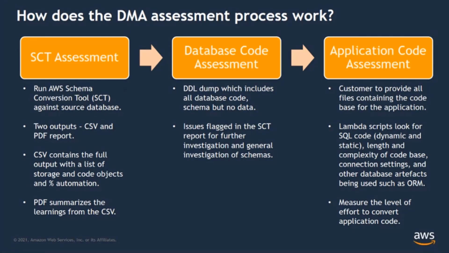Then there are certain issues that are flagged in the SCT report for which we need to go deeper and look at the database code itself. So we do manual review of the database code, and then that completes the database side of the assessment. The next part is we ask the customer to provide us with the application code, Java code, .NET code, etc. We have some internal scripts that extract certain metadata about the application, and we use that for scoping the work. And then we also do manual code reviews of the application code.